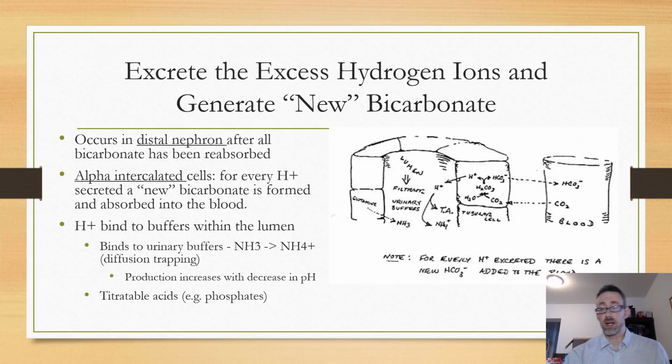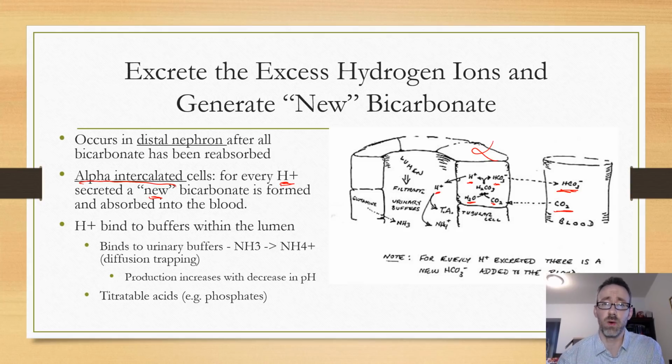So bicarb has already been completely reabsorbed at this point, and our alpha intercalated cells are where they come into play. Their job is to secrete a proton and, in the process, generate a new bicarb. The alpha intercalated cells have, again, carbonic anhydrase. So we get CO2, which combines with water and produces a proton and bicarb. The bicarb has a channel, a chloride bicarb exchanger, on the basolateral surface. So bicarb gets moved into the blood, and the proton gets secreted into the lumen.